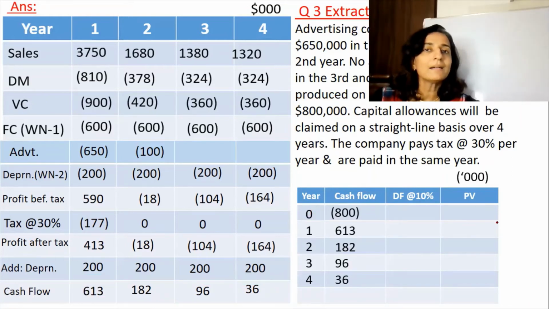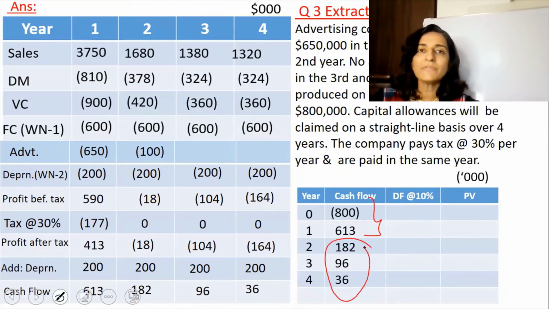Now, if you compare our answer with the textbook answer, you will get these two figures. But there is a slight difference in the figures that we have calculated for years 2, 3, and 4. That is because there is a mistake in the textbook. And that mistake is because of the format that they have adopted. I want you to understand the mistake that is appearing in the textbook.